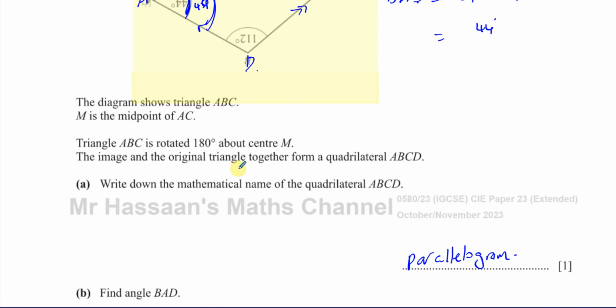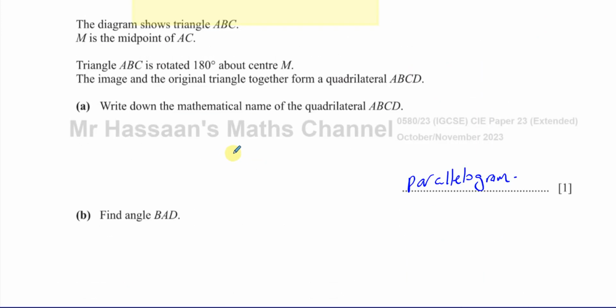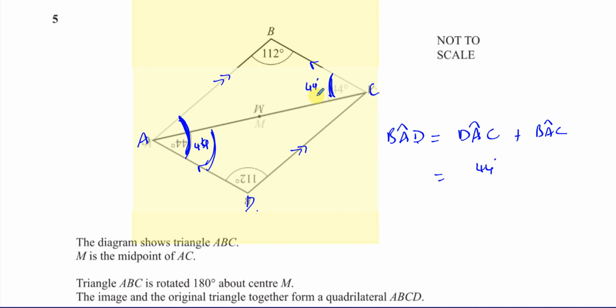They didn't tell us to put any reasons here. That's fine. But if they had told us to put reasons, we could say that BCA is equal to DAC because they're alternate angles. They make a Z shape. You could say alternate angles. And this angle over here is going to be the same as 180 minus 112 plus 44. In fact, you know what? There's a much easier way. Forget that what I just said.